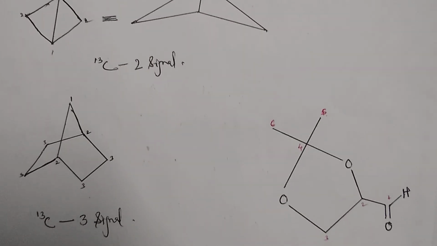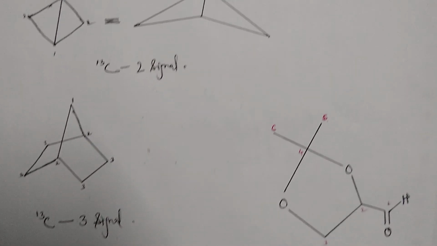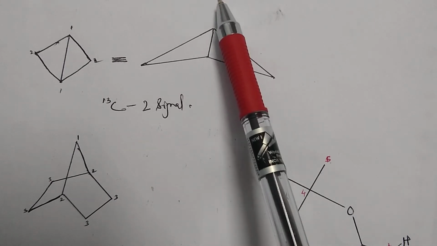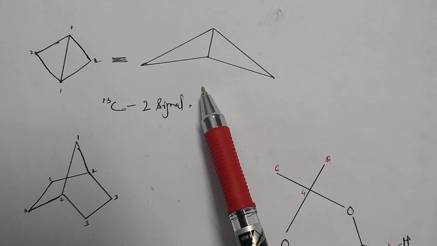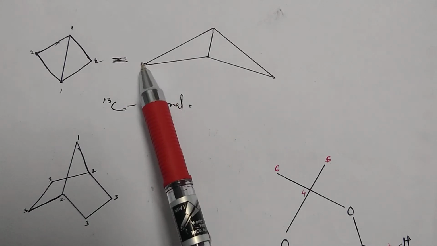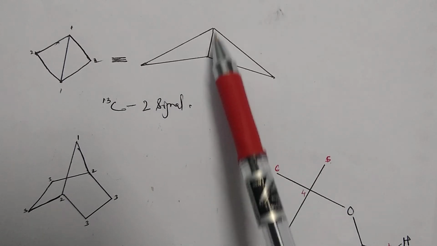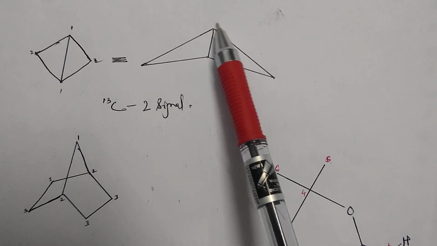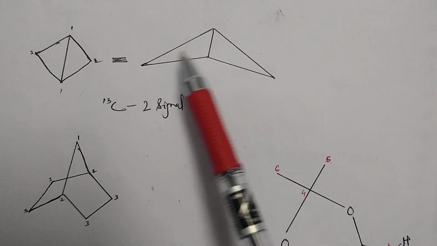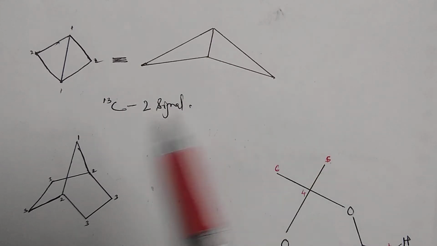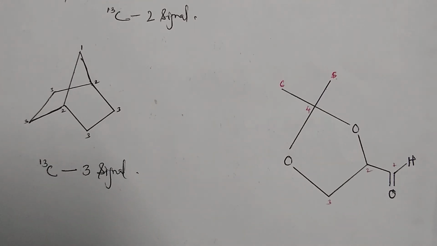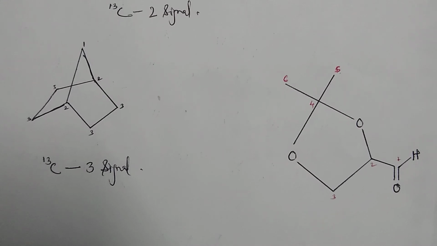This molecule, if we consider, can be seen like this, where we can pass a plane like this, and another plane cutting the carbon centers from the middle of this bond over here. So we'll get this carbon equivalent to this carbon and this carbon equivalent to this carbon, so we'll get 2 signals.